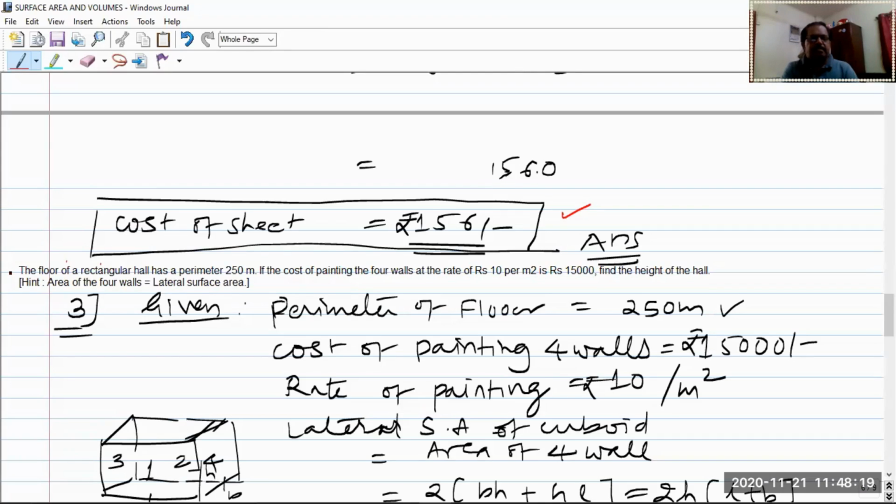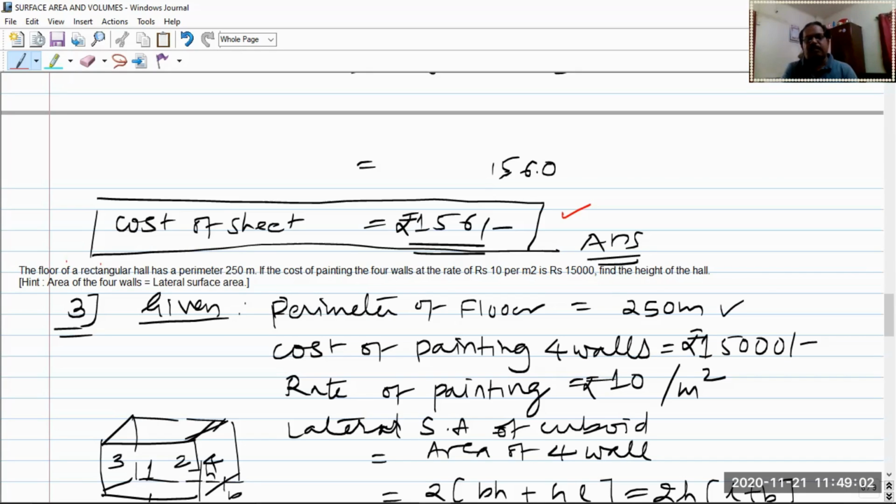So students, here we have the next sum. The floor of a rectangular hall has a perimeter 250 meters, right? If the cost of painting the four walls of the hall at the rate rupees 10 per meter square is rupees 15,000, the question is find the height of the hall. You are given the hint that the area of the four walls is nothing but the lateral surface area of a cuboid, right?